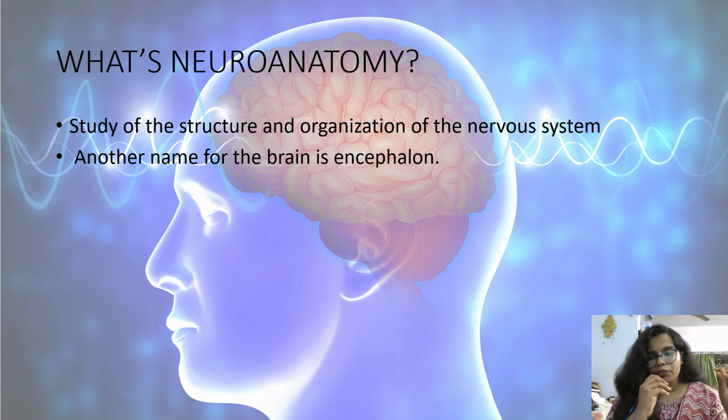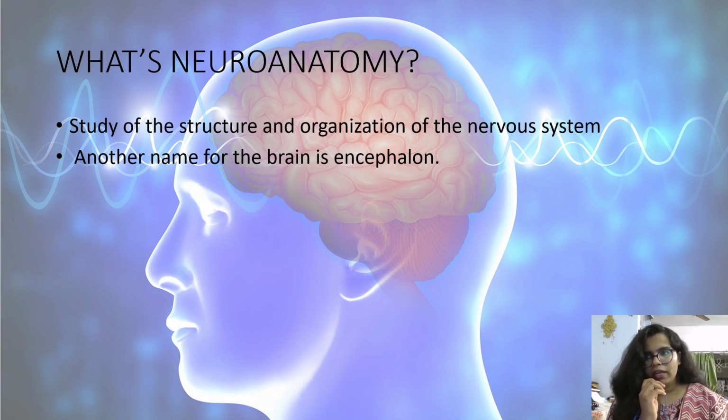So what's neuroanatomy? Firstly, what's anatomy? Anatomy means it's the structural and the organization study of our body parts. So when it comes to neuroanatomy, which portion of the body does it deal with? It deals with the nervous system, obviously. So it is the study of the structure and the organization of the nervous system.